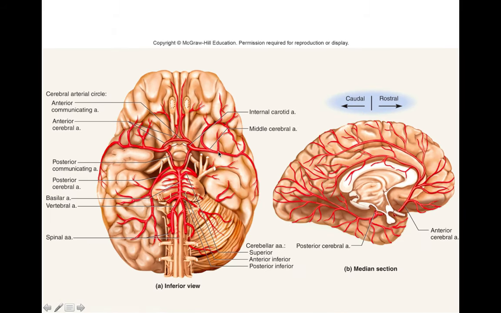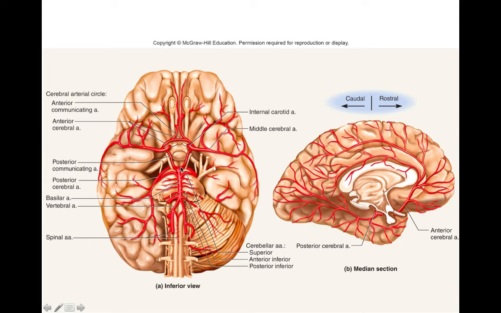Here you can follow that internal carotid artery all the way into the brain. So this is an inferior view of the brain right here. You can see that internal carotid artery. And this circle on the inside right here is called the circle of Willis, or the cerebroarterial circle.